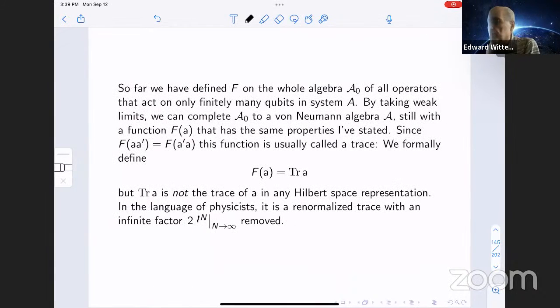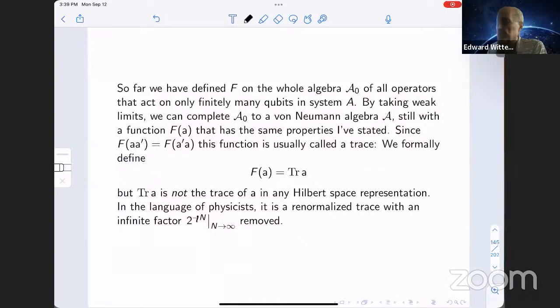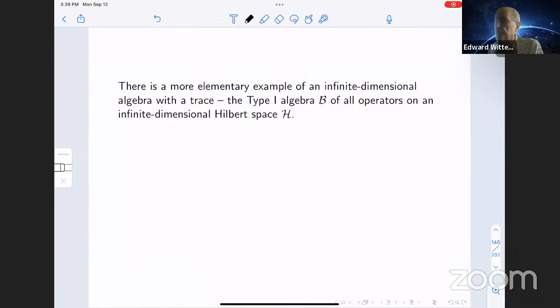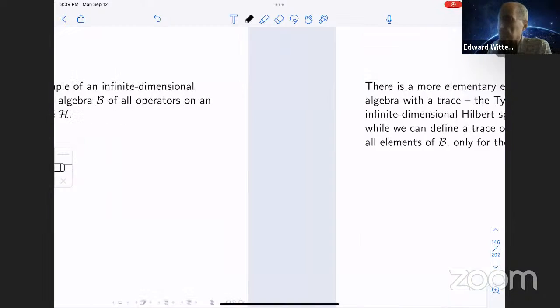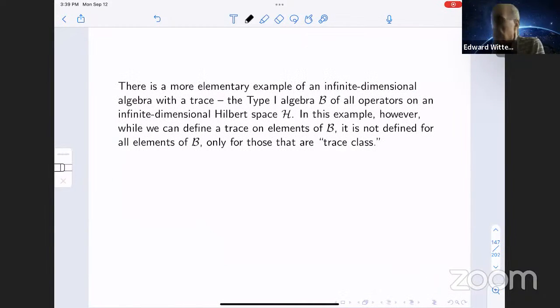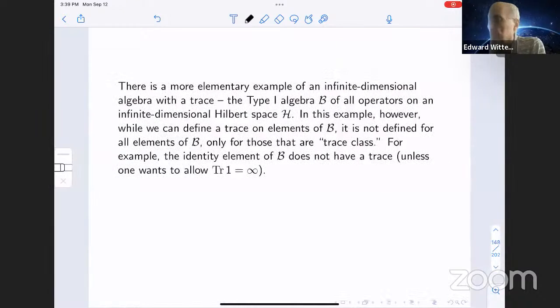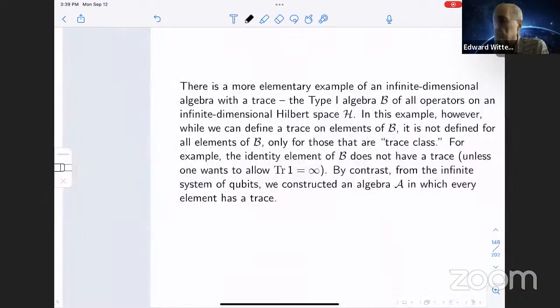So we've constructed a von Neumann algebra, an infinite von Neumann algebra with a trace. Now, there's a more elementary example of an infinite dimensional algebra with a trace, the type 1 algebra B of all operators on an infinite dimensional Hilbert space curly H. But in this example, while we can define a trace, it's not defined for all elements of B, only those that are trace class. For instance, the identity element of B does not have a trace.